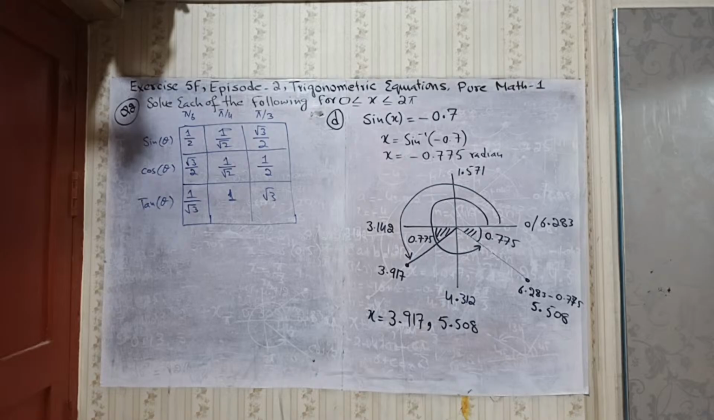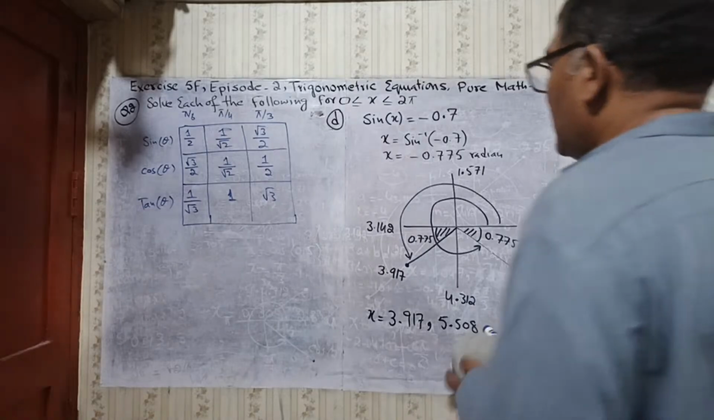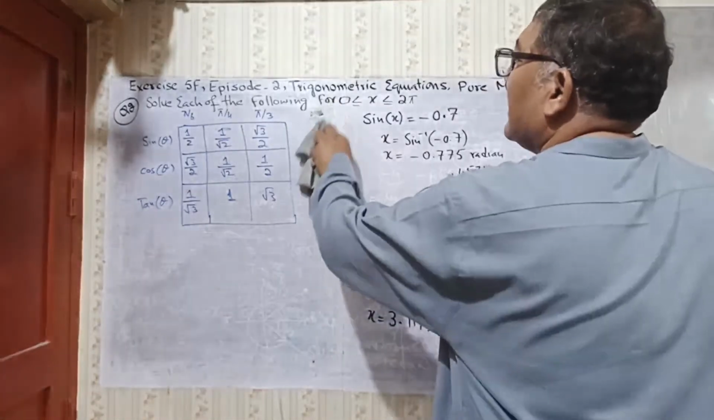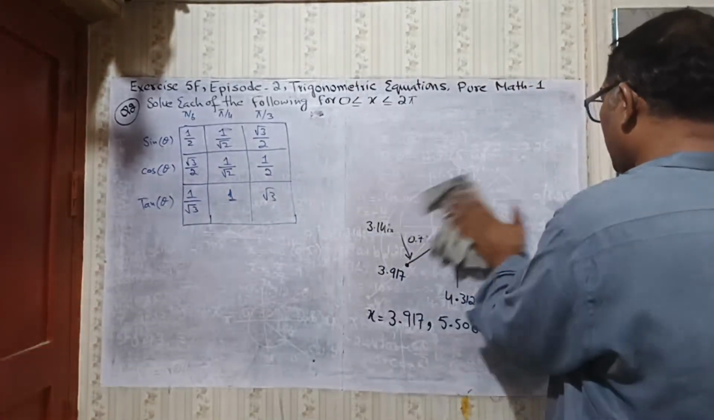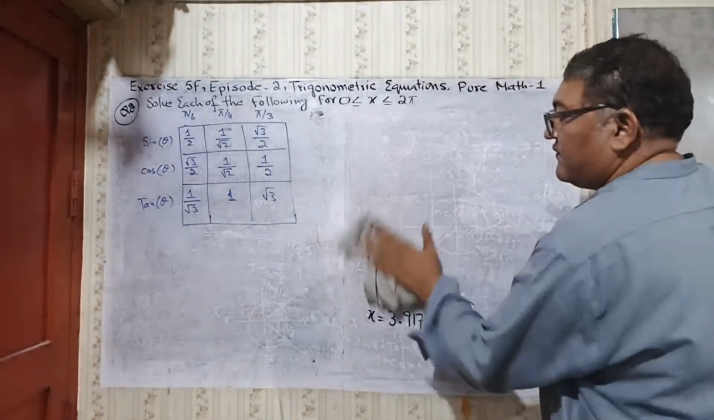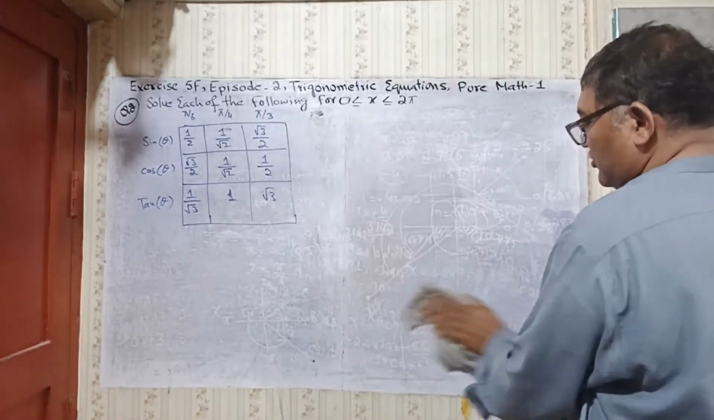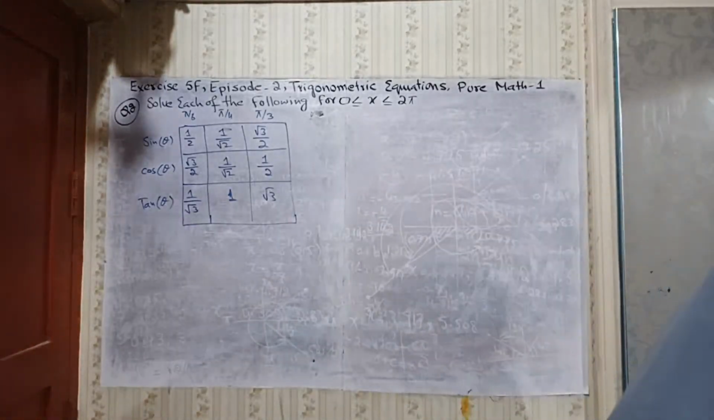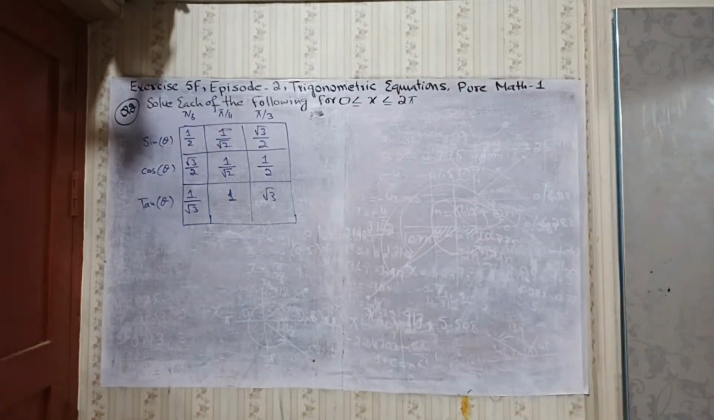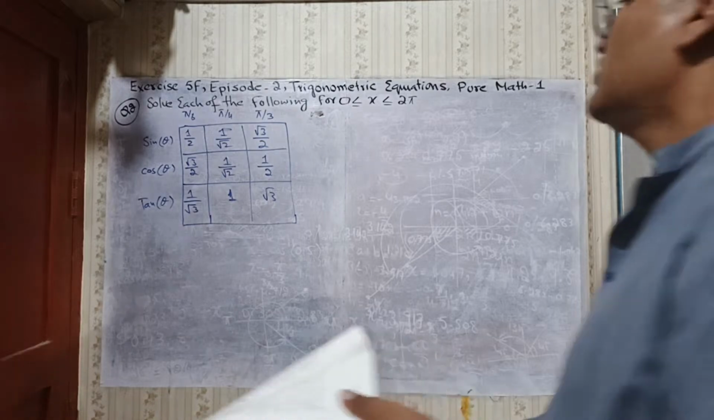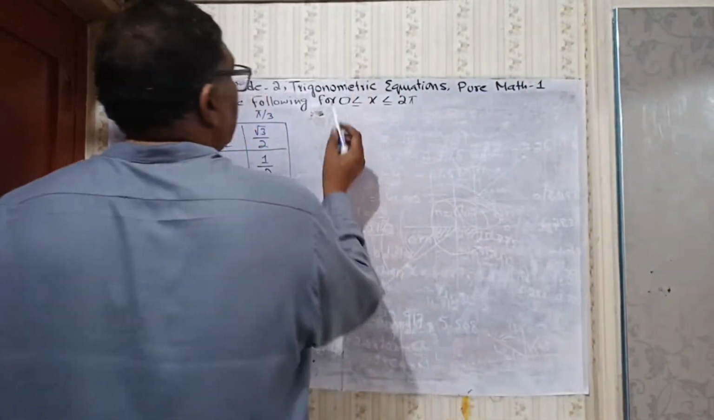So let's do the next part, sir. We have done question number 2, its D part. Now we will attempt its E part. Okay, so now we are going to attempt the E part of question number 2. In the E part he says tan x is equal to -3. Okay, so we have the E part now.